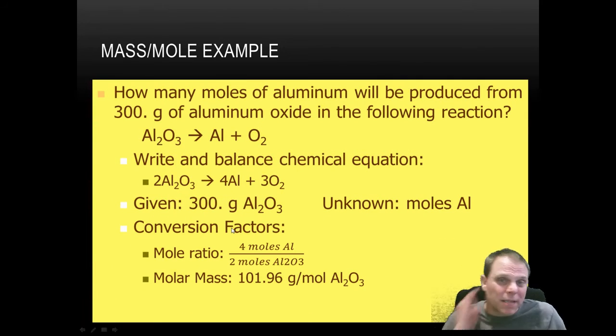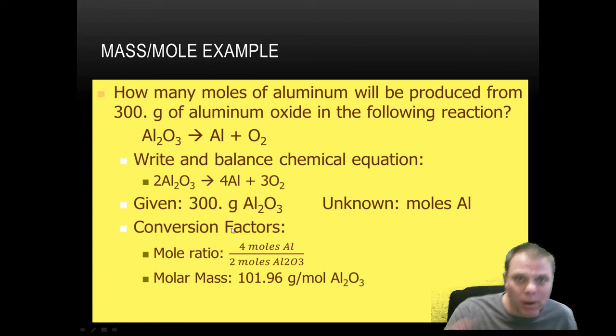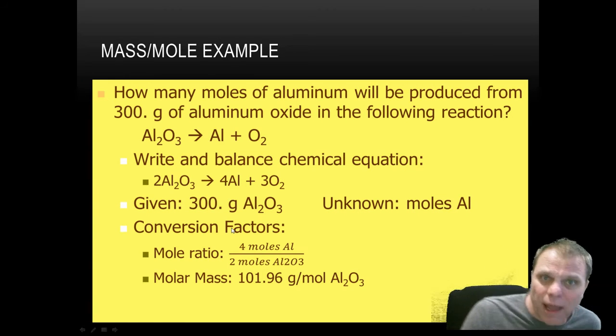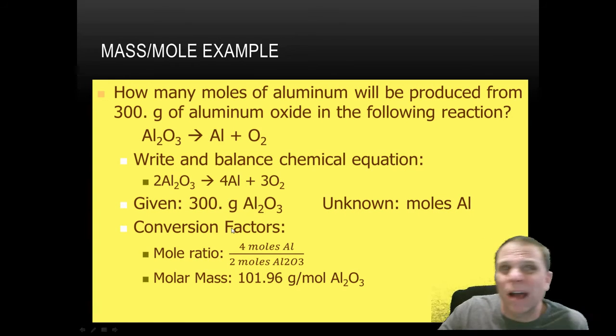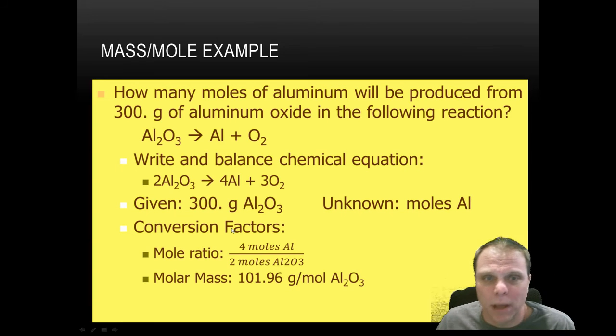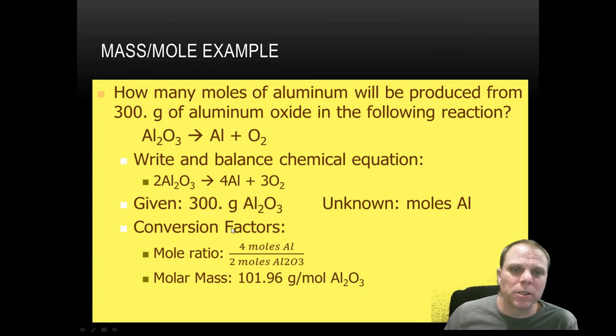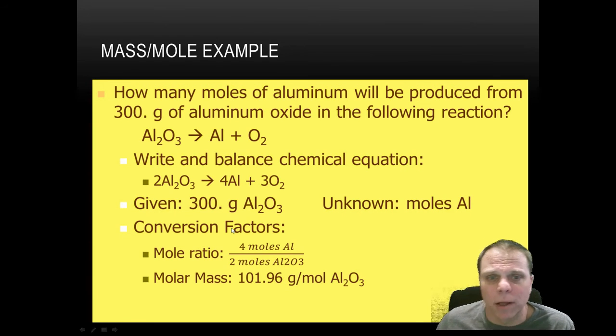Now, let's do the next type of example. This is mass to mole. So that one, we went from mole to mass. Now we're going from mass to mole. So we started with a mass of A. We've got to go all the way to the mole of B. But we're not doing mass to mass yet. That's one more step beyond. How many moles of aluminum will be produced from 300 grams of aluminum oxide in the following reaction?